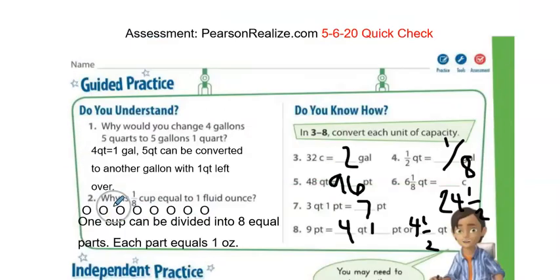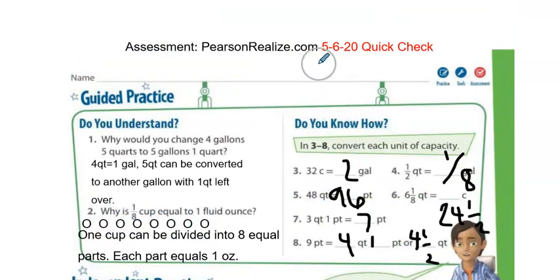Once you've completed that entire independent practice, you're going to go to Pearson Realize and complete the quick check for today, which is 5, 6, 20 quick check. Remember that this is an assessment. This is how I know what you're doing and how you're doing. So it's very, very important for you to complete this assignment in order to get your daily participation points.